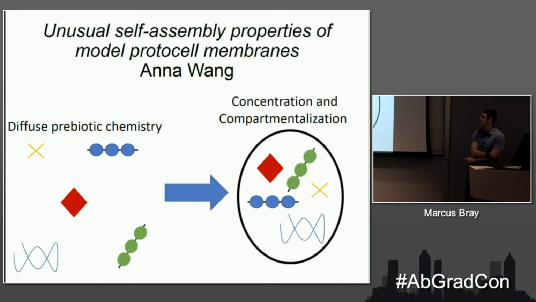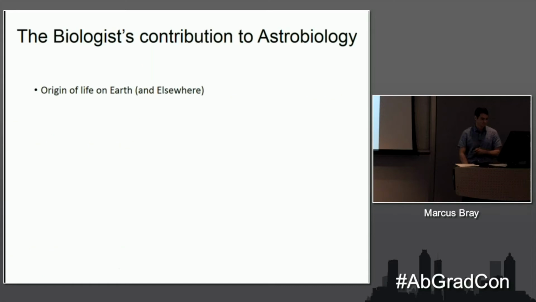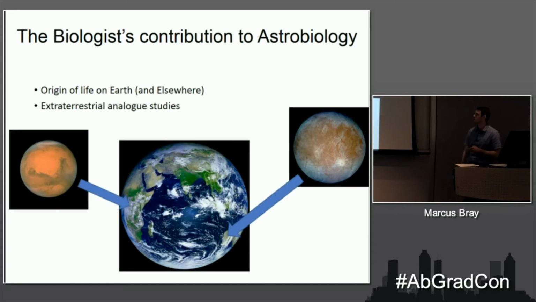But then, if you can enclose this in a membrane, you're concentrating and compartmentalizing these molecules so that they can interact a lot more commonly and a lot faster with each other. So you're exponentially increasing from that point, getting to something we would recognize as a modern life form. So origin of life.